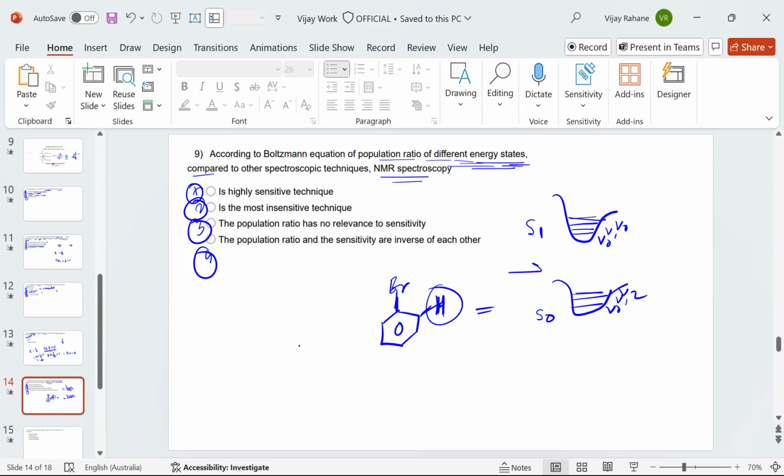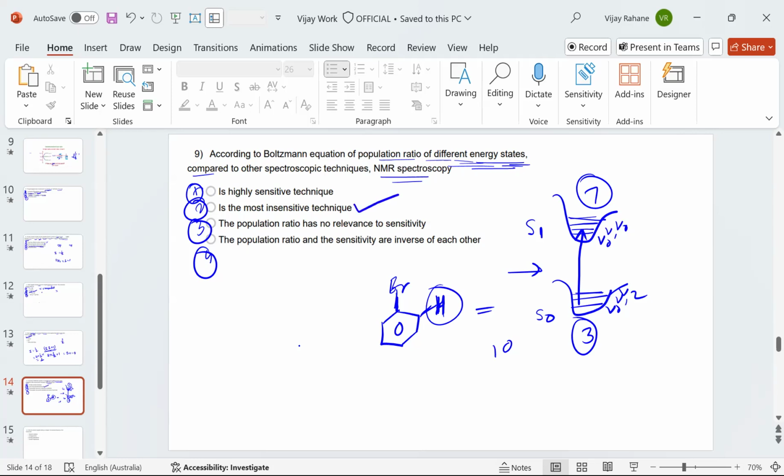So if we supply any energy to any compound, it will go to the excited state, right? Let's say we have 10 molecules here, and we have excited them. So 7 go here, 3 remain down. By NMR spectrum, we cannot tell how many molecules are excited and how many are in the ground state. So that's the reason it is kind of an insensitive technique.